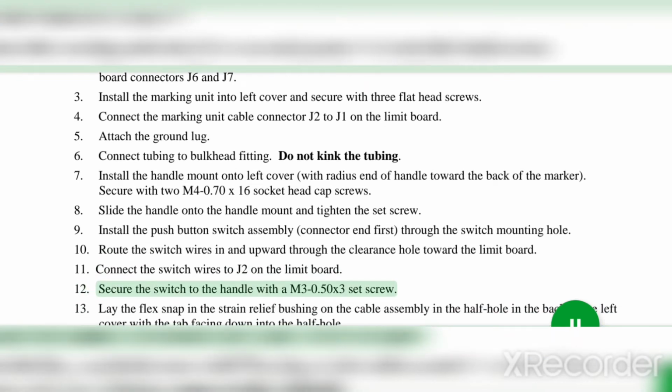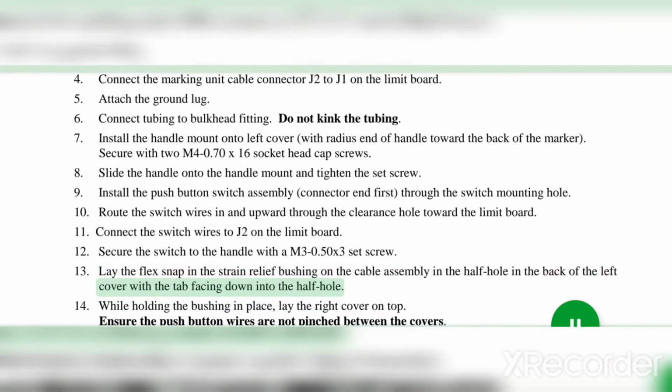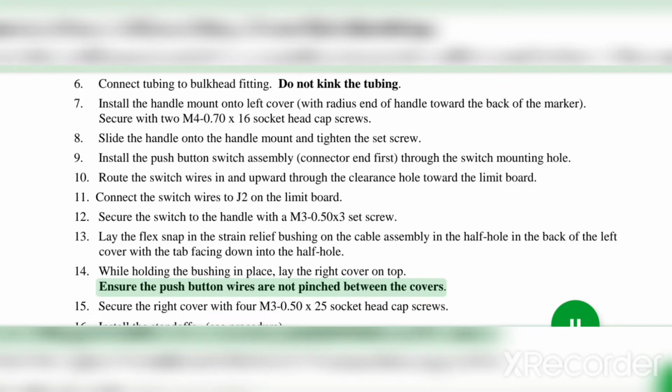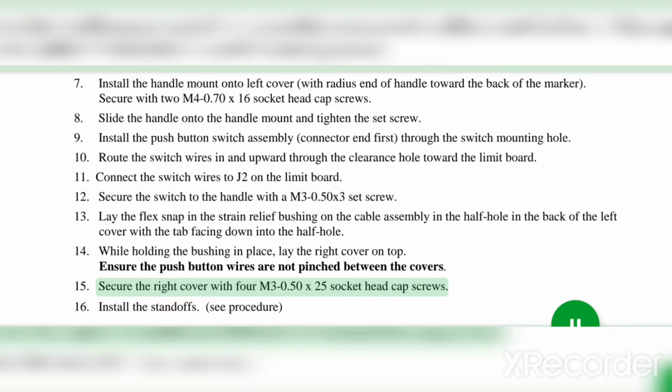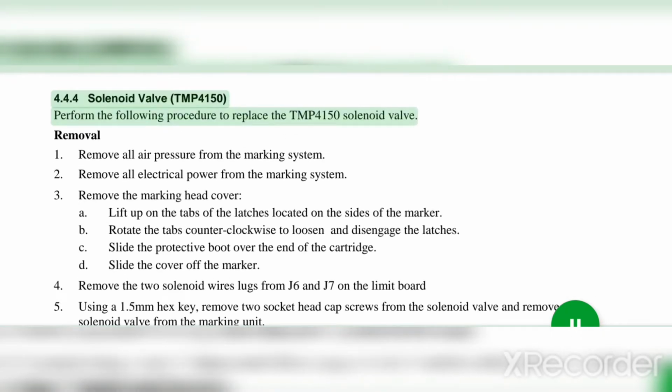12. Secure the switch to the handle with a M3-0.50x3 set screw. 13. Lay the flex snap in the strain relief bushing on the cable assembly in the half hole in the back of the left cover with the tab facing down into the half hole. 14. While holding the bushing in place, lay the right cover on top. Ensure the push button wires are not pinched between the covers. 15. Secure the right cover with 4 M3-0.50x25 socket head cap screws. 16. Install the standoffs. See procedure, maintenance procedures 4 to 8.